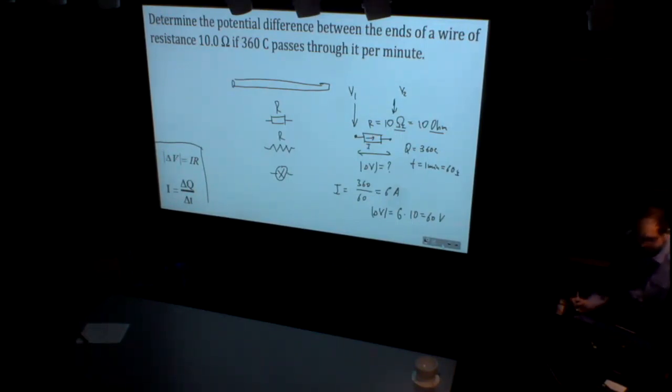That tells us immediately that the potential number one should be higher than potential number two. Higher, what does it mean mathematically? Well, we can say V2 should be equal to V1 minus 60. Or we can say V1 should be equal to V2 plus 60 volts. We don't know the exact potential. We only know the difference here.